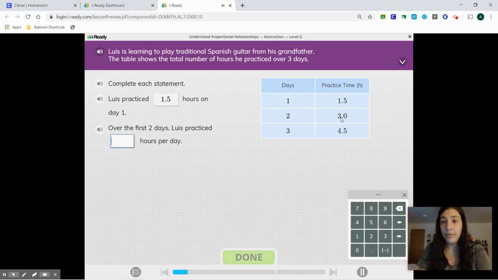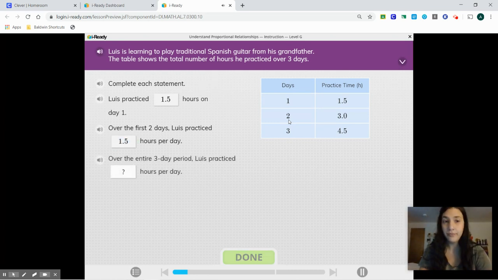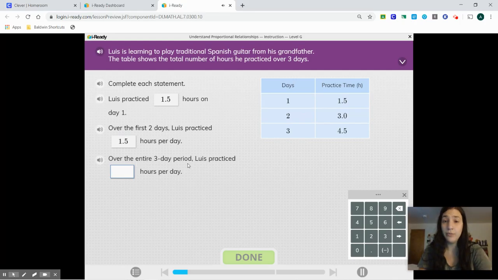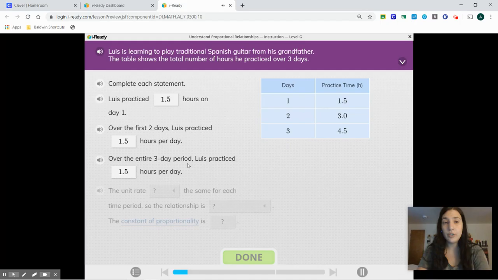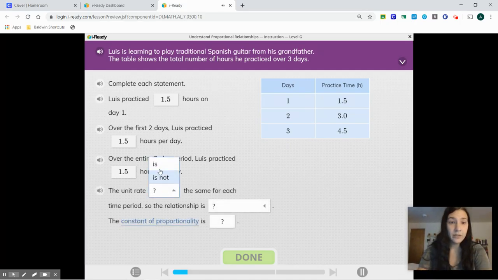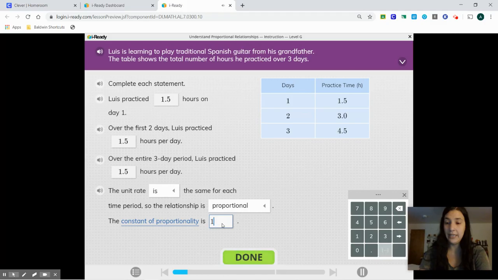Now we're going to divide 3 by 2 to see if we also get 1.5, which when you do 3 divided by 2, you do get 1.5. And now when you do 4.5 divided by 3, you also get 1.5. So we know we have the same constant of proportionality, the same unit rate. So they are equal and proportional. And the constant of proportionality is 1.5.